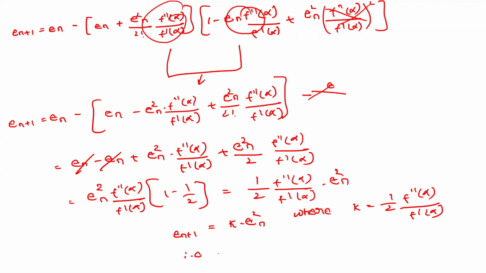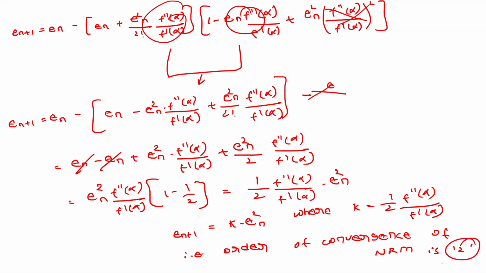Hence the order of convergence of NRM is equal to 2. Two is the final answer. So finally we derived the order of convergence: the order of convergence of NRM is 2.